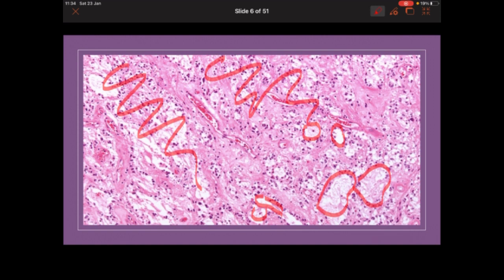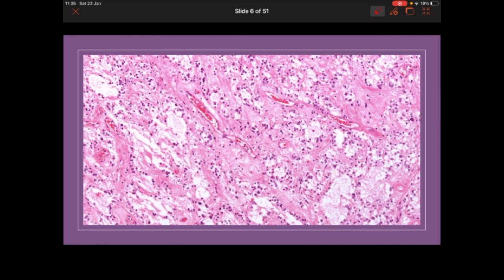And alternating with this loose microcystic area, we can see the relatively compact area. They are alternating with the loose microcystic area, and in this compact area, usually we will find Rosenthal fibers.